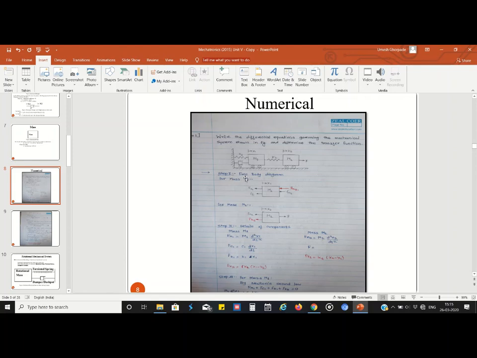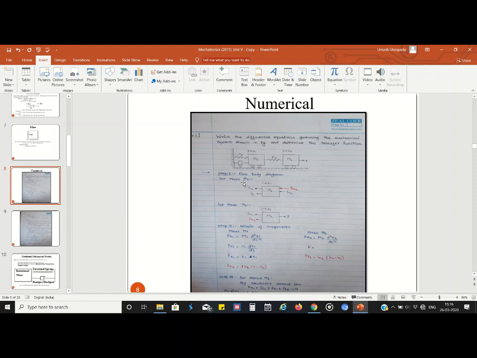How to solve this numerical? The wheels show there is no friction, it is frictionless, so we cannot consider frictional support. So we can apply step 1. In step 1 we use the free body diagram.